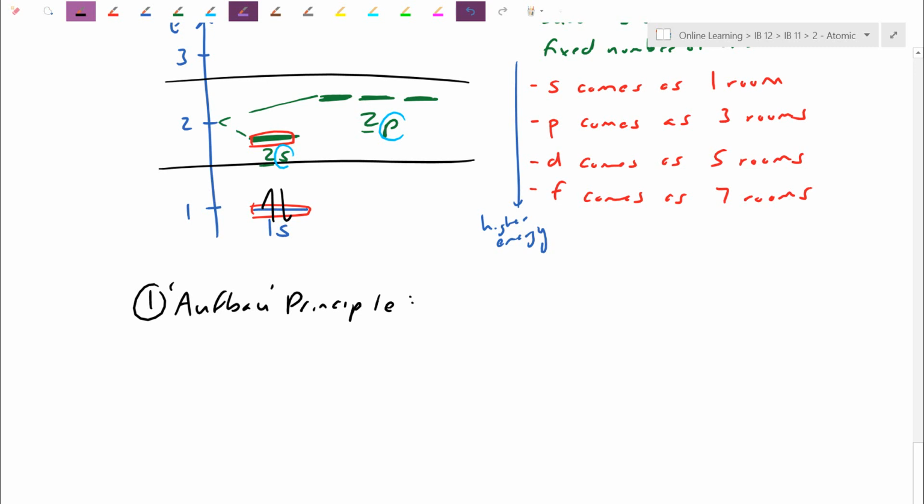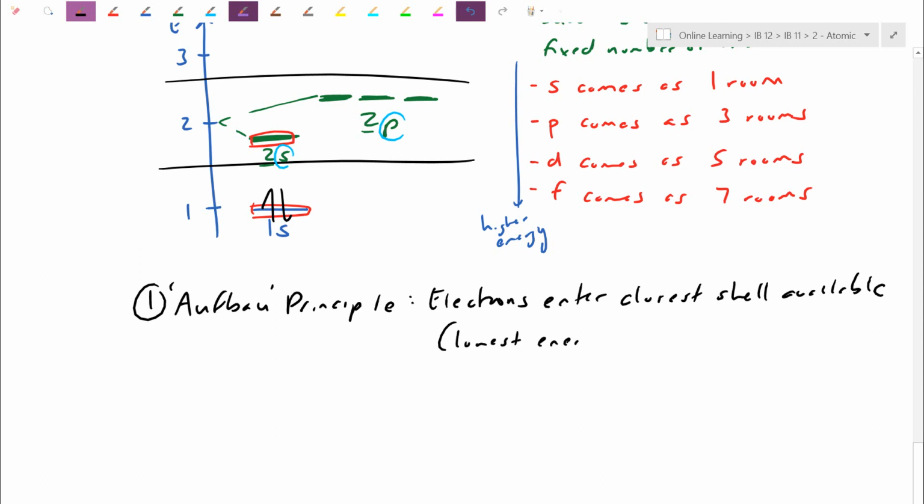This one here is very reminiscent of the Bohr model. The Aufbau principle says electrons, if they have the choice, will enter the closest shell available. Or if you want to frame that a different way, electrons will always enter the lowest energy first. And if you remember, the language of ground state is the lowest energy. We're always going to assume things are in the ground state, so they haven't absorbed energy and jumped up to a higher shell. We're going to imagine that they're on the ground floor.